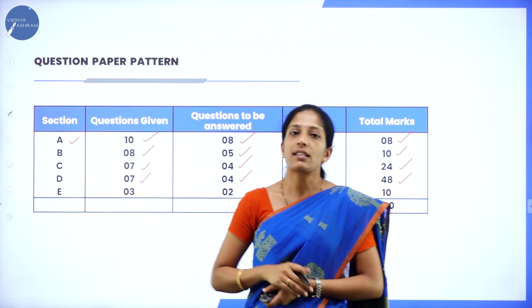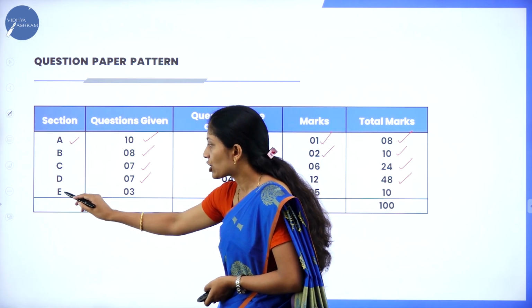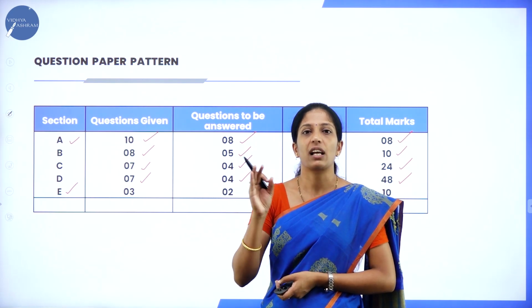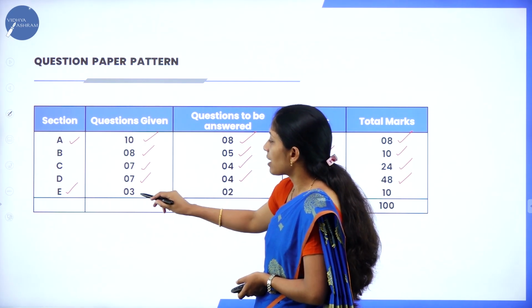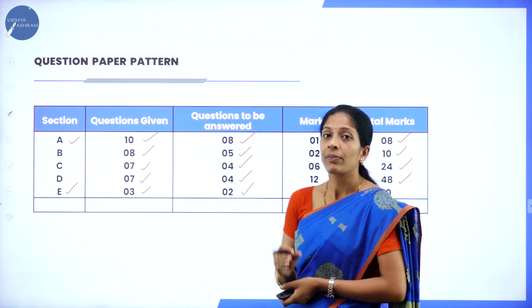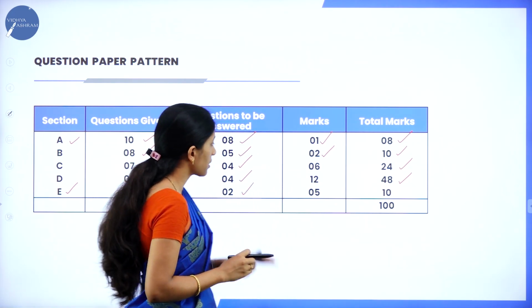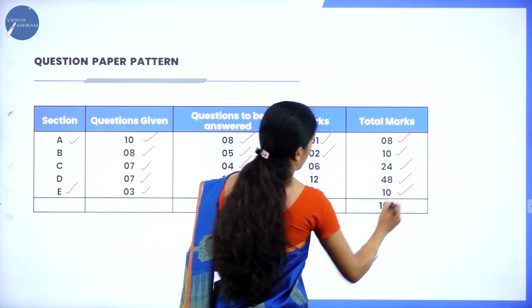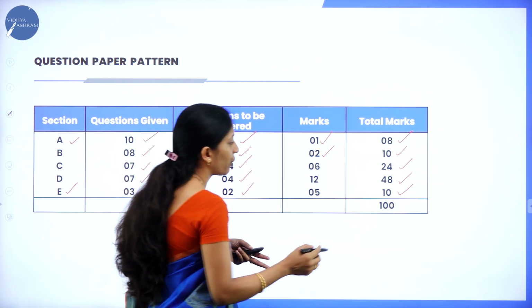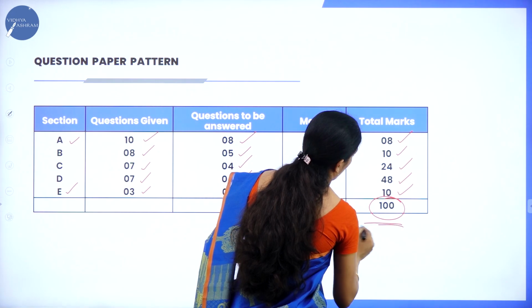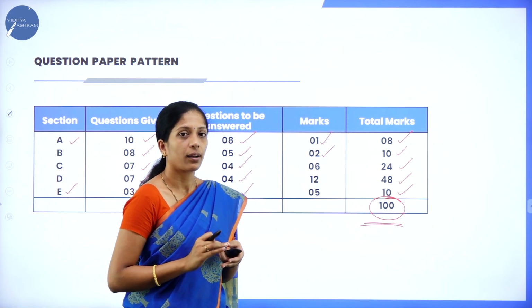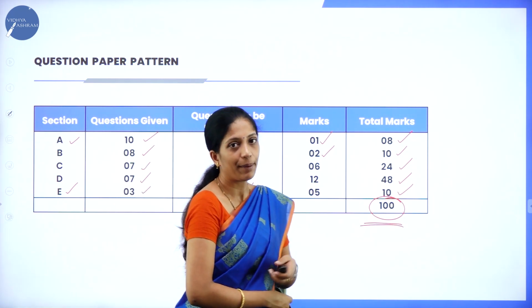Next, coming to the last section, that is section E, which is the practical oriented question. We call it POQ, practical oriented question, where they will ask you 3 questions, out of which you have to answer any 2, and each question carries 5 marks. So 2 into 5, that is 10. So the total marks you have to write is for 100 marks. So the total question paper you have to write is for 100 marks. Okay. So this is about the question paper pattern.